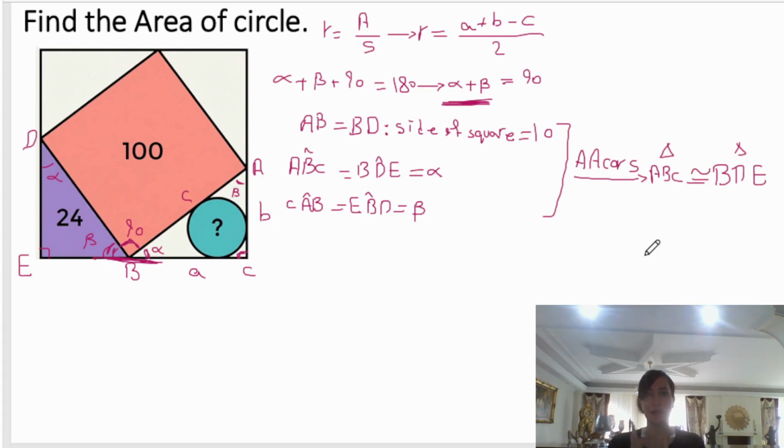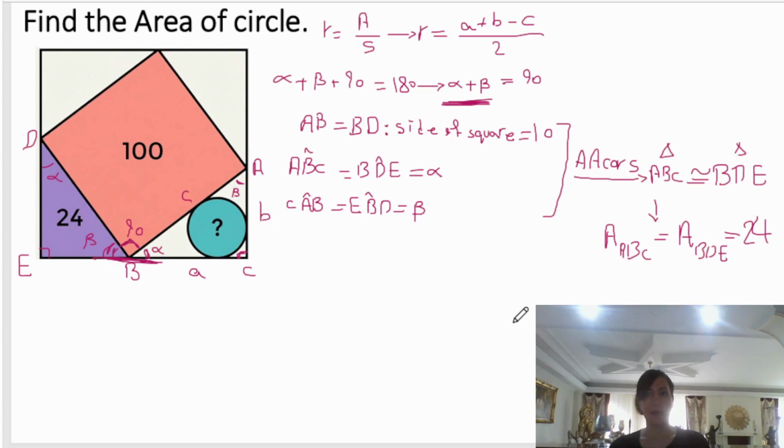When I prove two triangles are congruent, corresponding sides and corresponding angles are the same. So I can say the area of these two triangles are the same. So I could prove the area of triangle ABC equals the area of triangle BDE, DE equals 24. That's it.